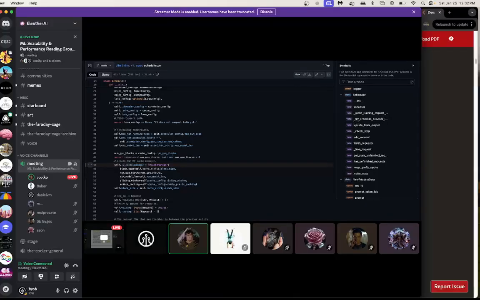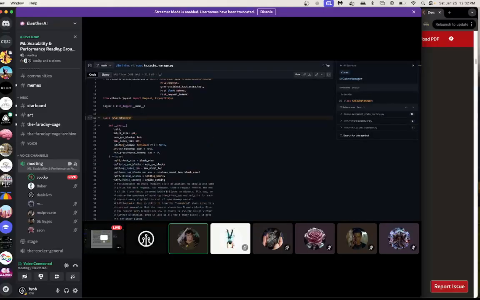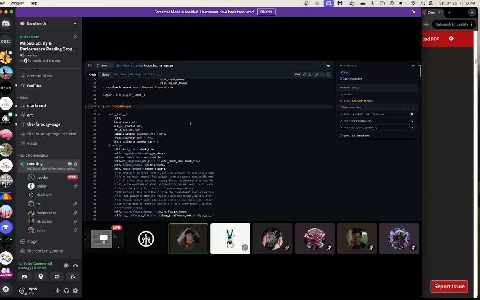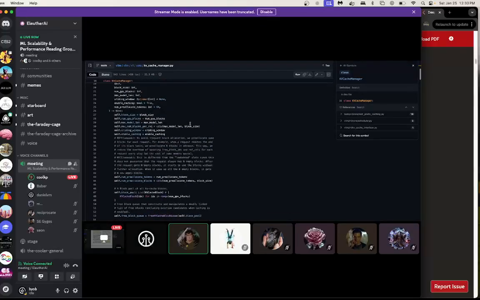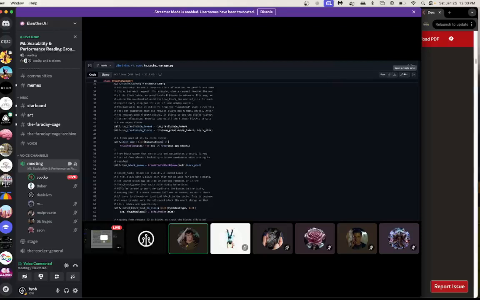Then you have the KV cache manager, which, as the paper says, manages the KV cache. We can see all the methods in here.